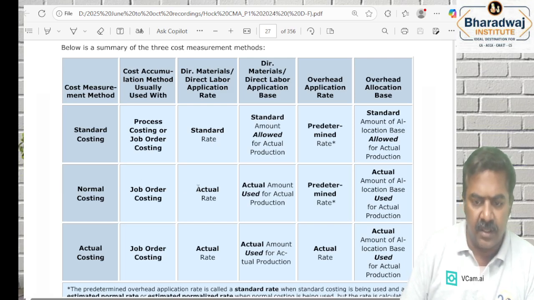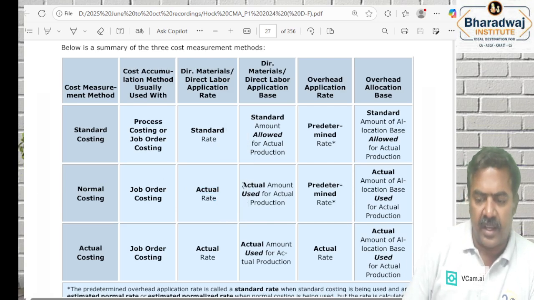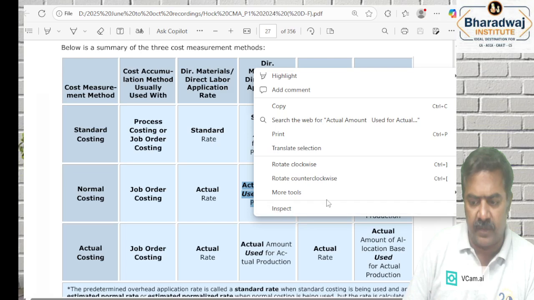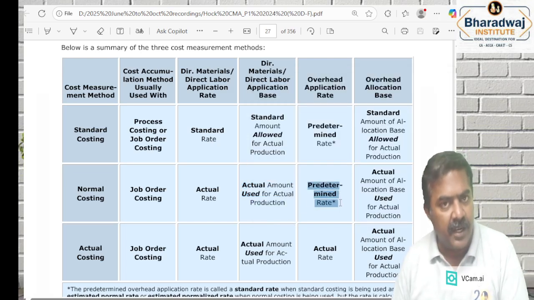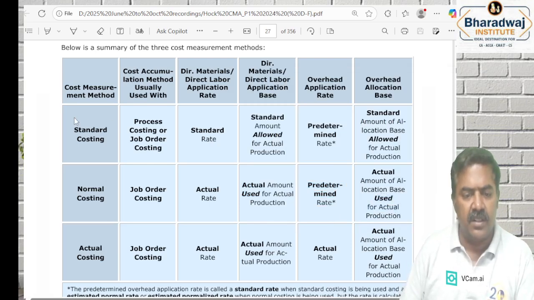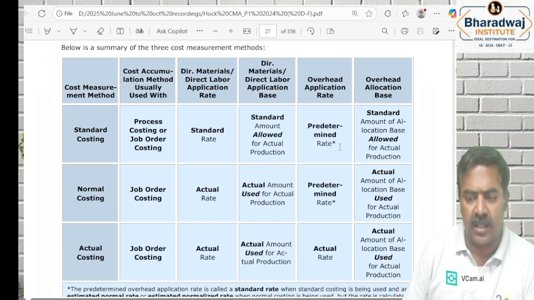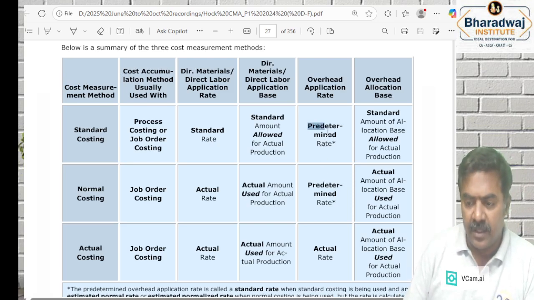Normal costing: direct material and direct labor, we take at actual rate. Actual amount used for actual production, we take it. Then of course, overheads alone are applied at a predetermined rate for the actual usage. In what way are your standard costing and normal costing uniform? In overheads, we use a predetermined rate, but for the actual usage.